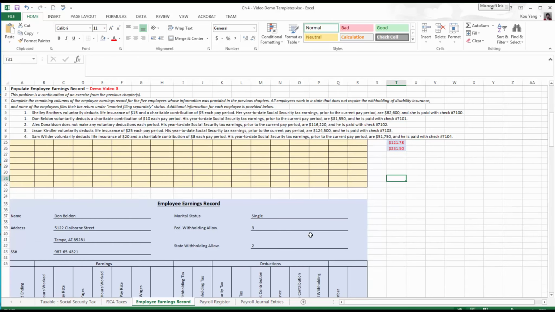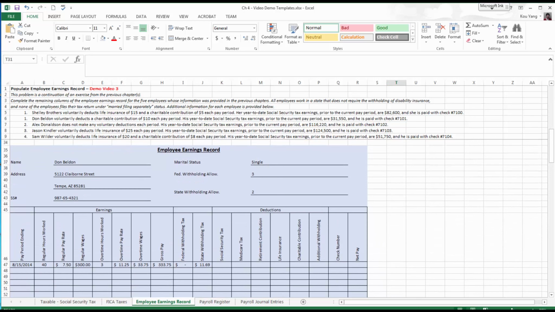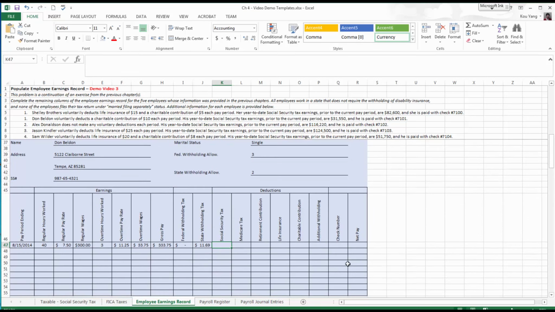All right, I'm going to do the same thing for each employee down here. I've already calculated all of this on the side, so I'm just going to enter the values in. For Social Security tax, Don Belden voluntarily deducts a charitable contribution of $10 each pay period. His year-to-date Social Security tax earnings prior to the current period are $31,550, and he is paid with check 7101.